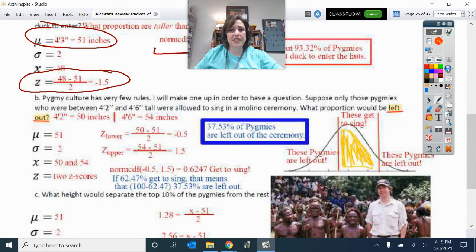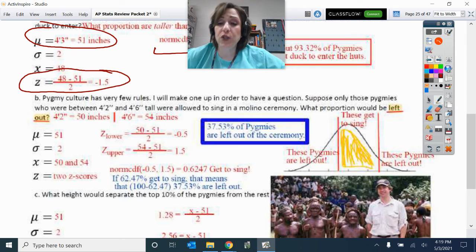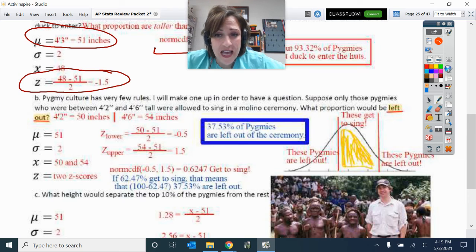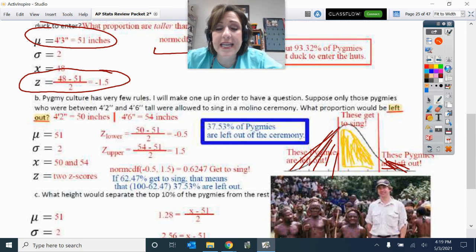Now, we wanted to know who is left out. So if you look at my picture, this yellow part is the people who get to sing, but it's the ones to the left who are left out and the ones to the right who are left out. So you could do this one of two ways. You could either identify how much this yellow is, and then subtract that from 100%. Or you could compute the left and then compute the right and add those together.